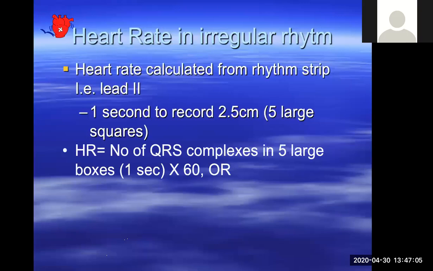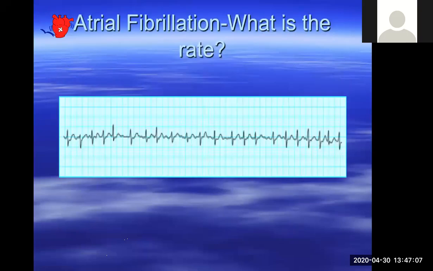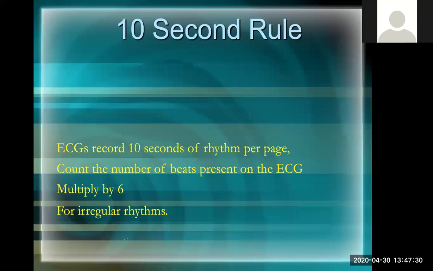Well, if it is irregular, as we said, you take the number of the RR waves inside 5 squares. So these are 5 squares: 1, 2, 3, 4, 5. Each square is 200 milliseconds, so the 5 squares is 1 second. So you got 3 R waves in 1 second. So in 60 seconds, 3 times 60 gives you the rate of 180 per minute. So that's the way of measuring.